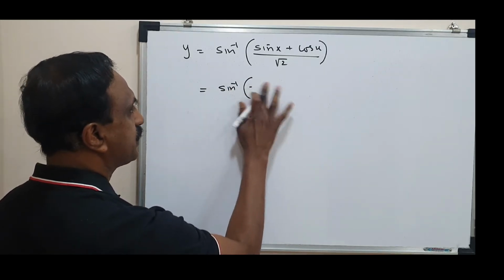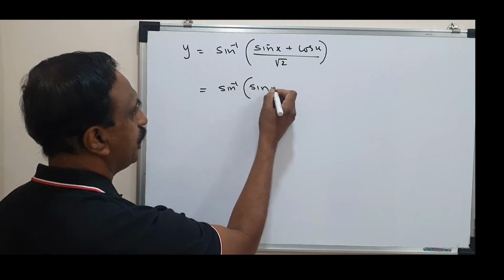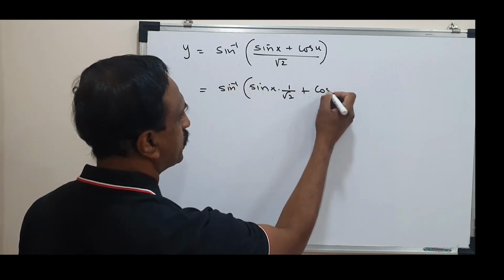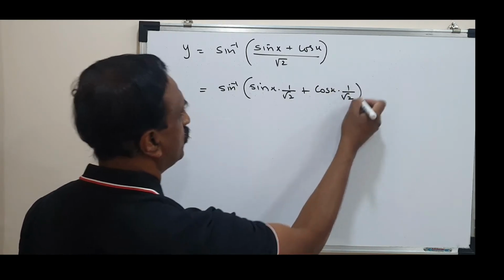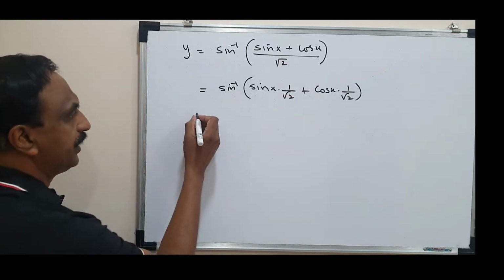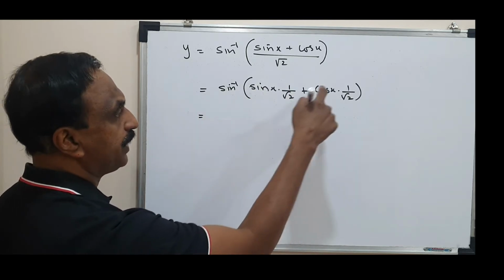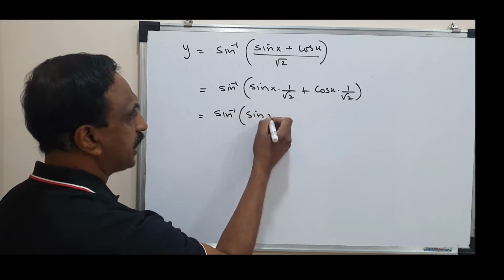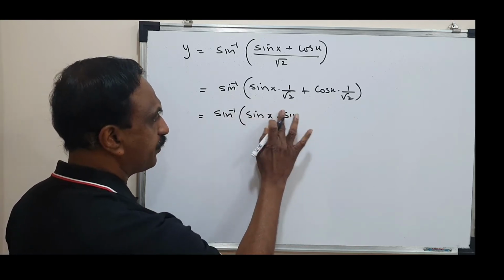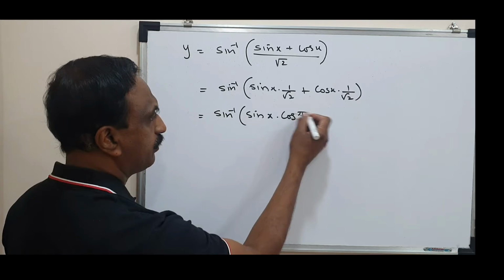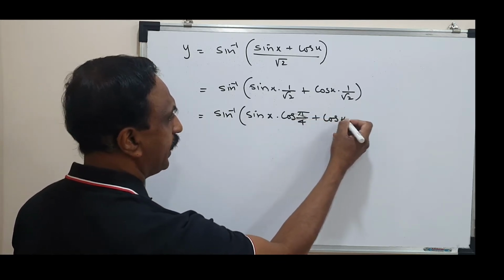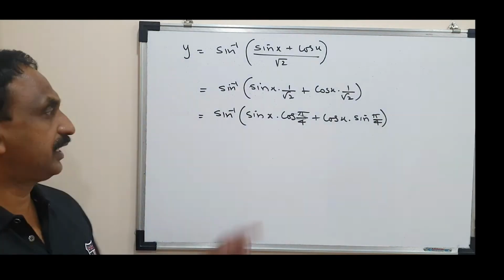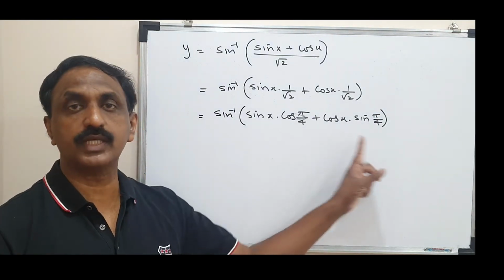I'll write sin x first: sin x into 1 by root 2 plus cos x into 1 by root 2. What did I do? I separated it. Now this is of the form sin A cos B plus cos A sin B. So it became sin inverse of sin x into cos pi by 4 plus cos x into sin pi by 4. So this is perfectly formed as sin A cos B plus cos A sin B.